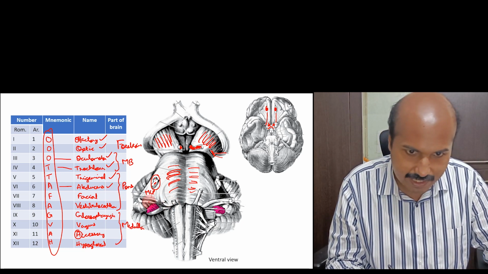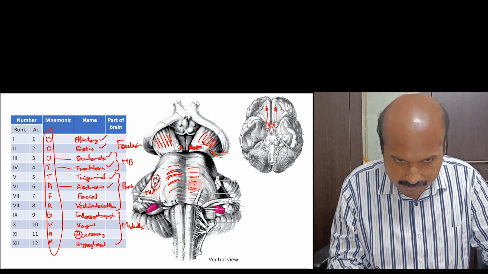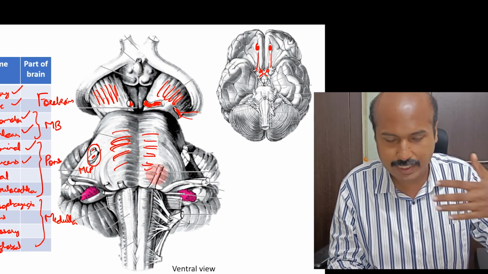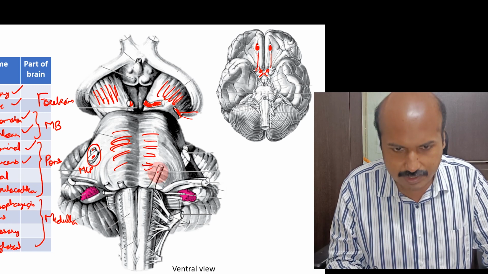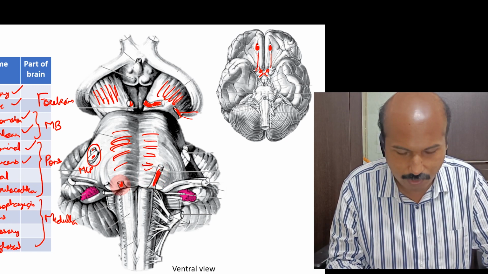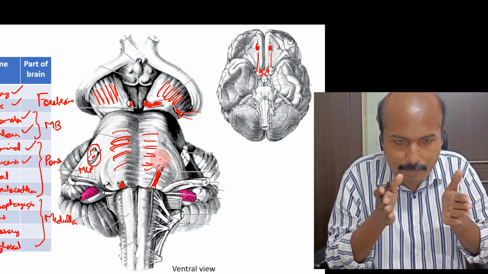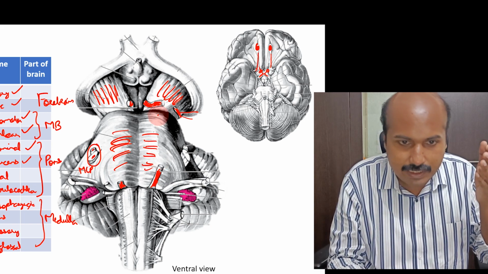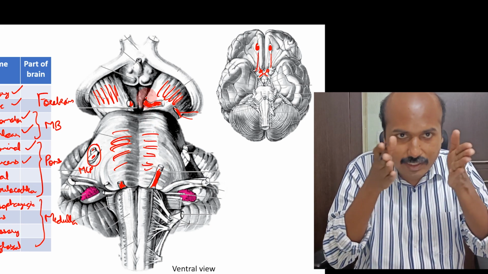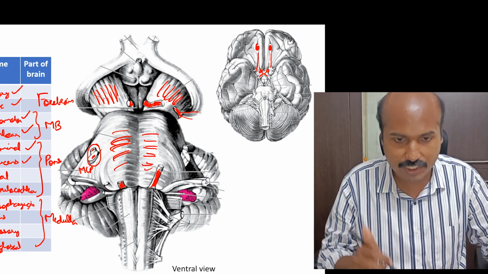6, 7, and 8 are located in the pontomedullary junction. That is, this is the pons and this is the medulla. Between them, you have the 6, 7, and 8. This one is the 6th nerve, the one that I am shading now. Always remember, the 6th nerve is medial. As we learned before, the 3rd nerve is medial in the midbrain. The 6th nerve is medial in the pontomedullary junction.